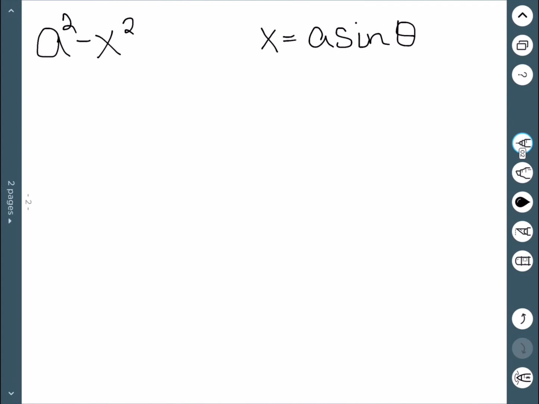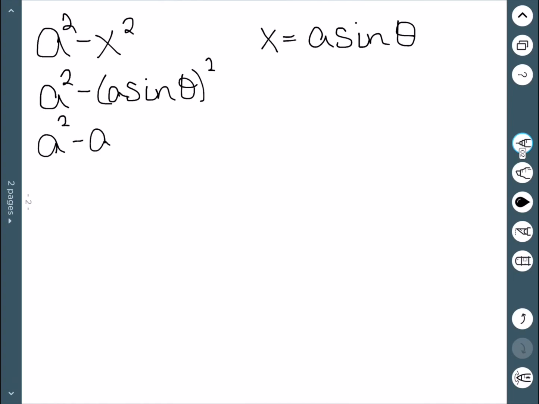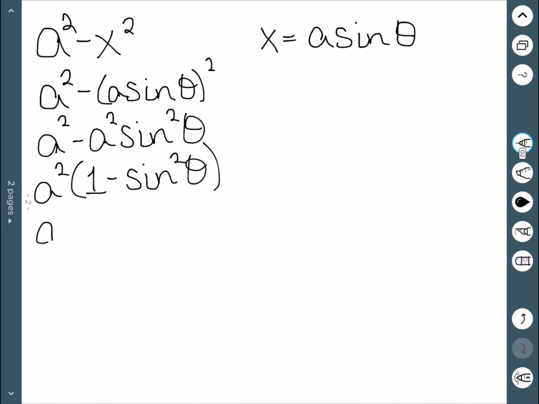This means that when I substitute back in, I end up with a squared minus a sine theta squared. So this gives me a squared minus a squared sine squared theta. I can factor out an a squared and get a squared times 1 minus sine squared theta, which we know using our trig identities is cosine squared theta. So I can turn this a squared minus x squared into an a squared cosine squared theta.